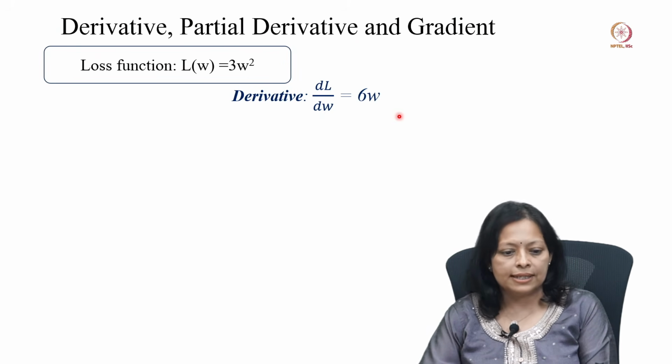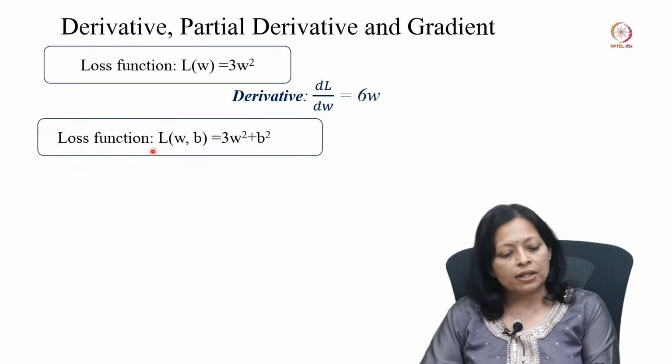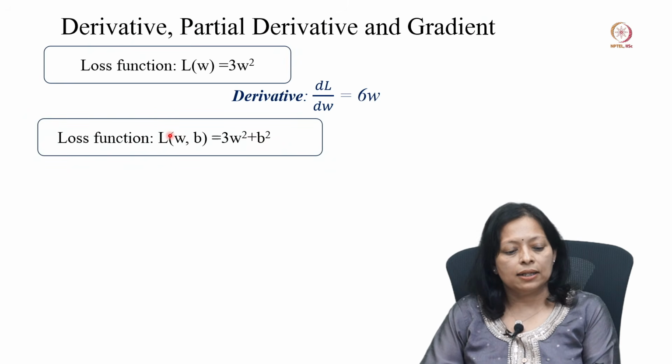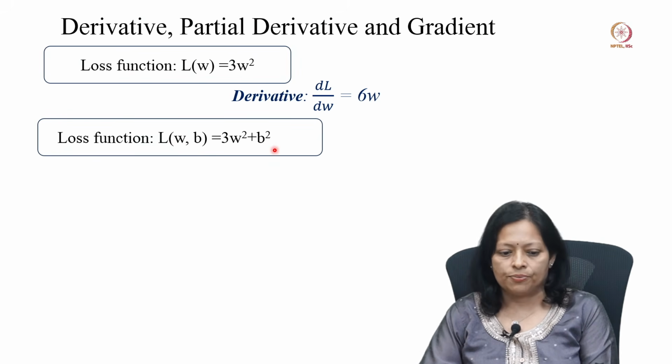is equal to 6w. Now, suppose my loss function L is a function of weight and bias, w and b, and it is given by 3w square plus b square, something.